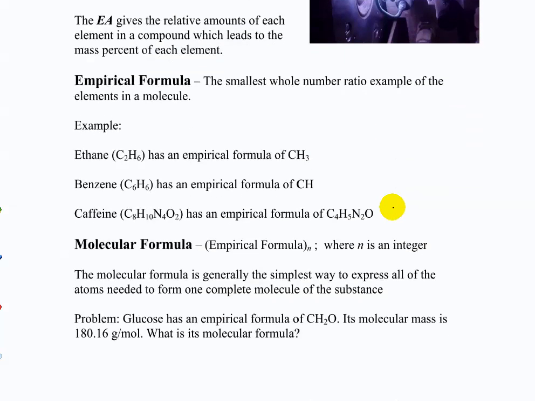To do that, we need to define two things quickly: the empirical formula and the molecular formula. What you get from the mass percent is the empirical formula. You may have heard these terms before. The empirical formula is the smallest whole number ratio of the elements. So ethane is C2H6, but its empirical formula is CH3, because you can divide 2 and 6 by 2 and get 1 and 3. The reason this is important is that empirical formulas and molecular formulas have the same mass percents, so the experimental data associated with these are the same. How we figure one from the other is the molar mass.